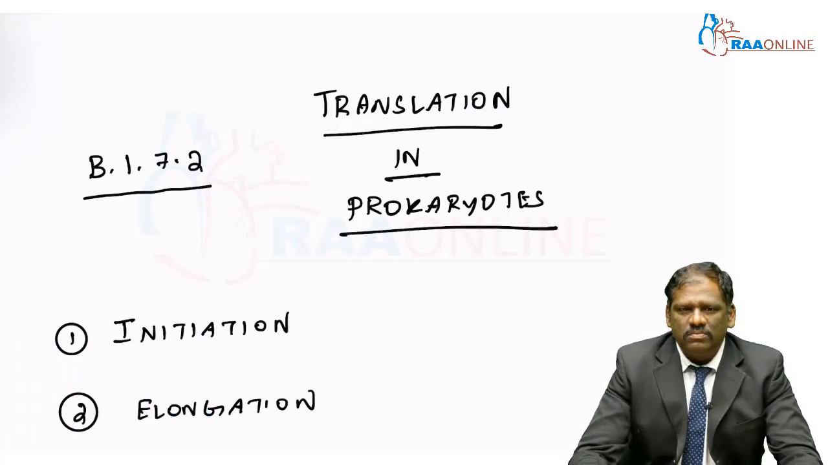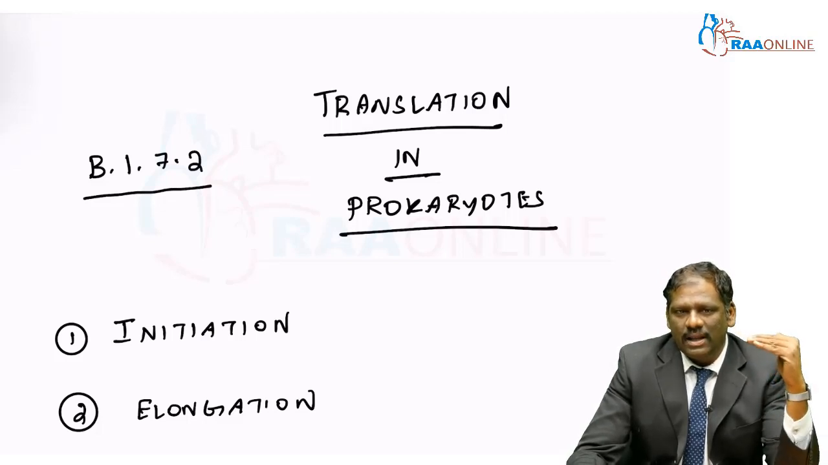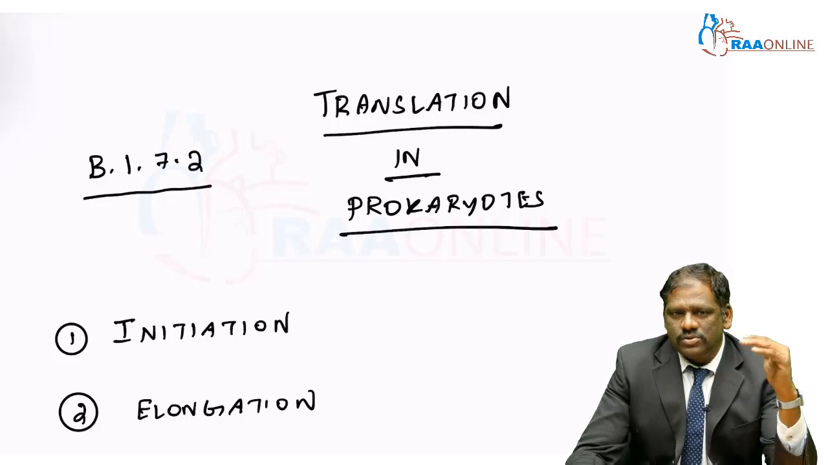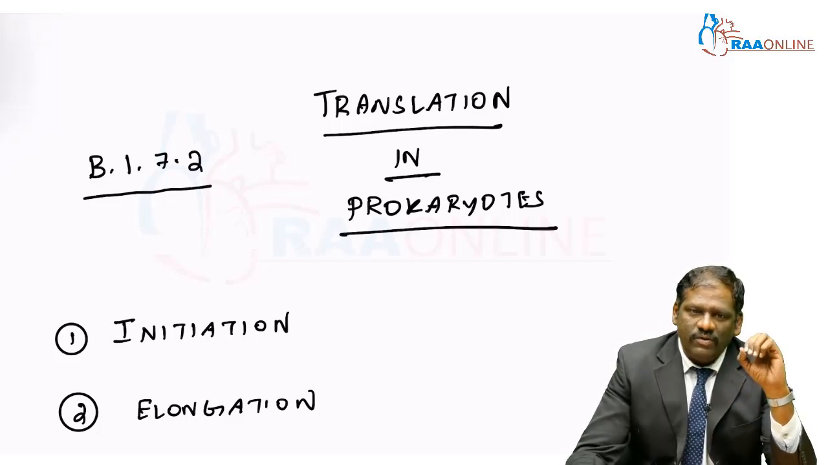In part 1 session, we have seen the various requirements for translation. What do you mean by translation? Translation is nothing but synthesis of protein, or protein synthesis. From the central dogma of molecular biology, from DNA you get RNA, which is called transcription, and from RNA you get the protein, which is called translation. So what were the prerequisites for translation?